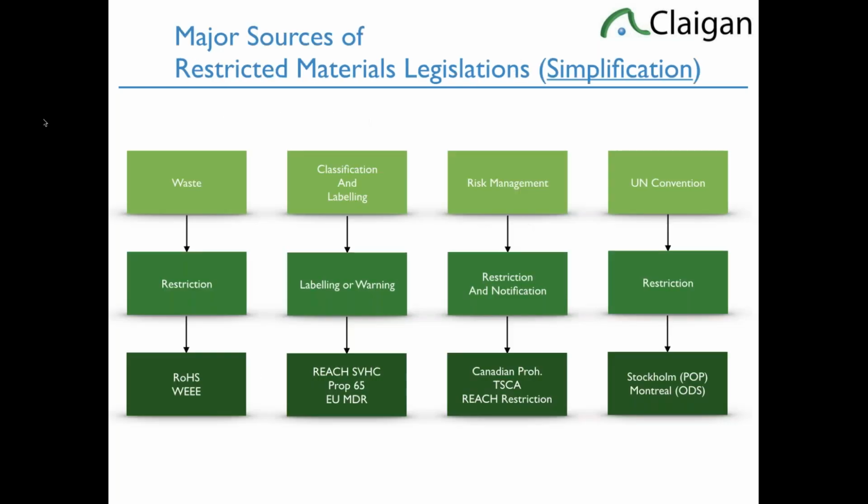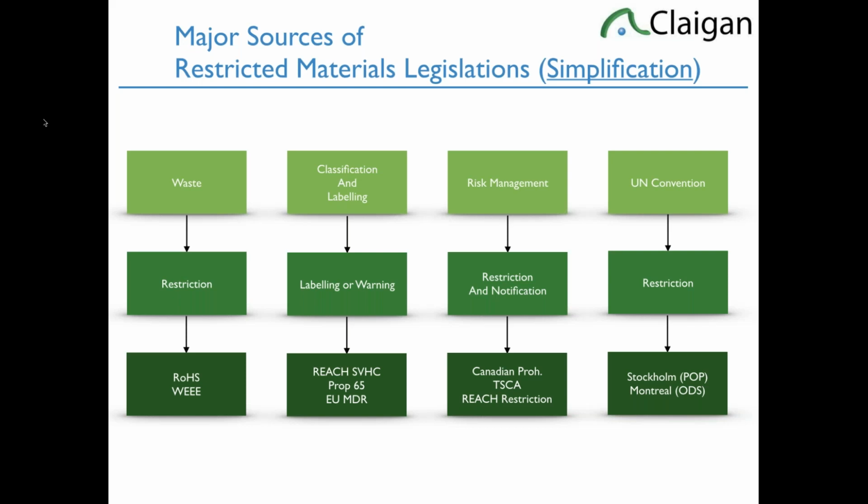So again, today we're looking at 4 different groupings. It's an oversimplification, but at least gives you some background on where it all comes from. Waste, which is mostly our RoHS side. Classification and labeling, which is basically labeling of hazards on articles, physical products, instead of just chemicals, but it's similar enough. Risk management, where the substance identifies a priority and walks through a process and consultations to the point where it has some risk management, usually a restriction that comes out of it.